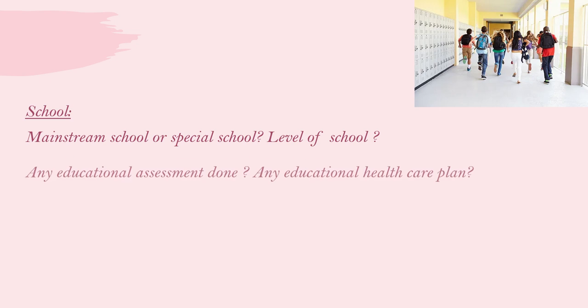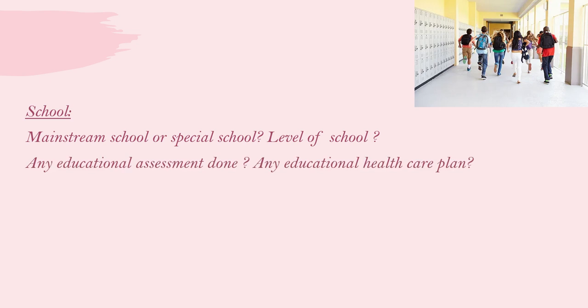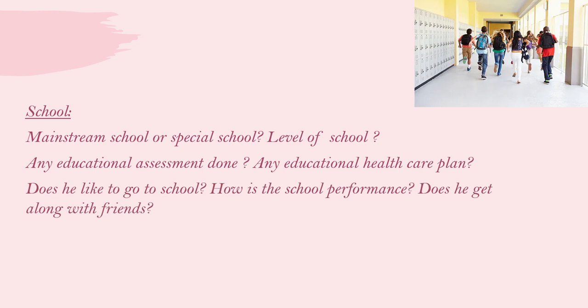And lastly, the schooling history is very important. Just inquire if the child goes to a mainstream school or a special school. A child with special needs will go to a special school. So inquire. The type of school is very important. And yes, the level of the school the child is going to, and how is his school performance, whether he likes to go to school, and does he get along with his friends, does he like playing with his friends or not. You need to inquire.